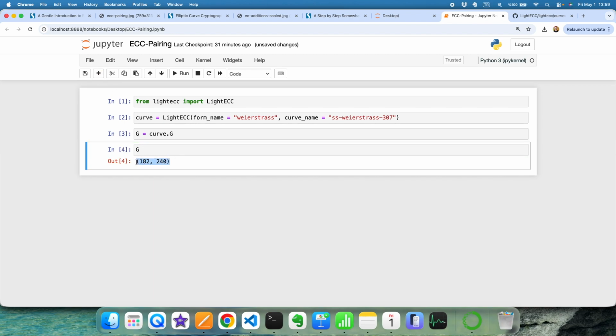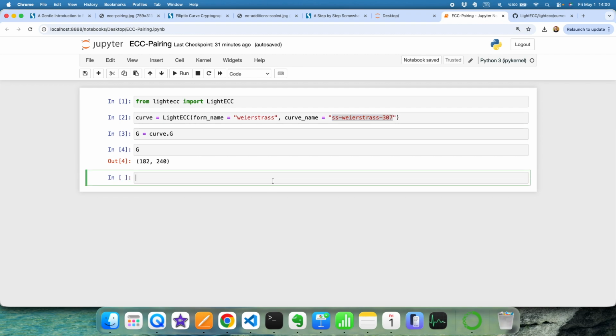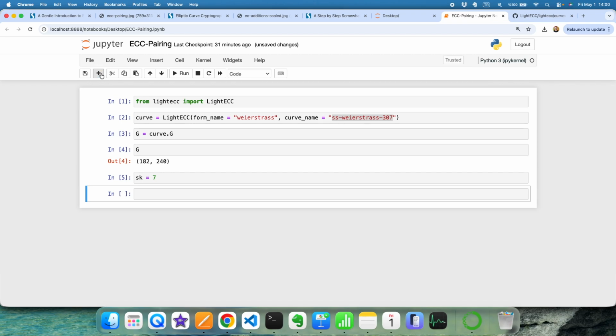This is my generator point, and it's the public point. Everyone knows this point. If I'm going to work with the supersingular Weierstrass 307 curve, thereafter I'm going to choose a secret key. Let's say it's 7, and I'm going to find my public key. Public key is going to be secret key times base point G.